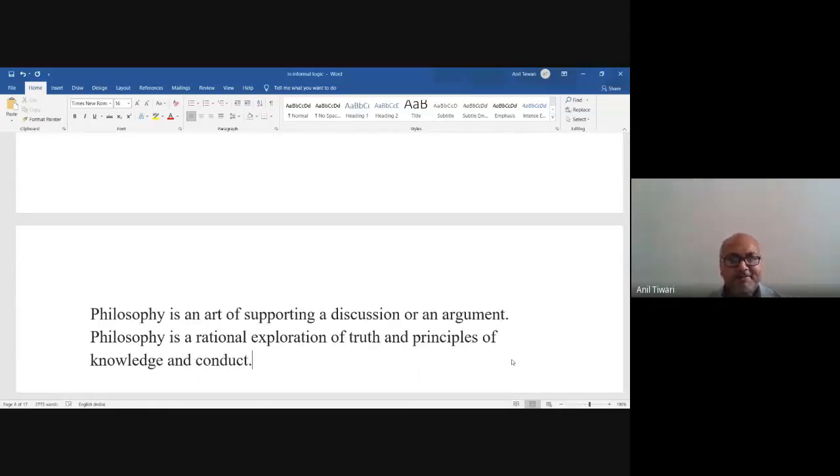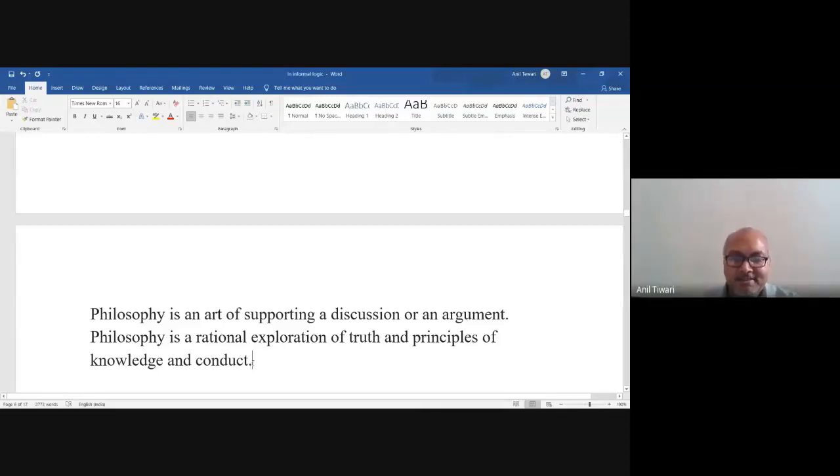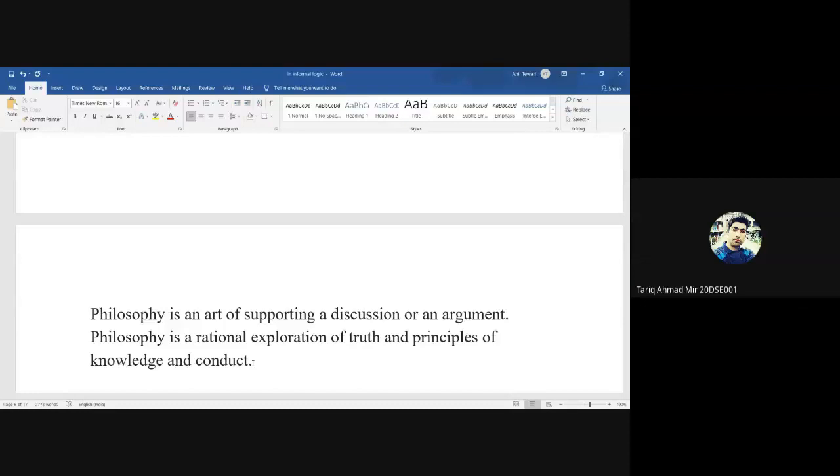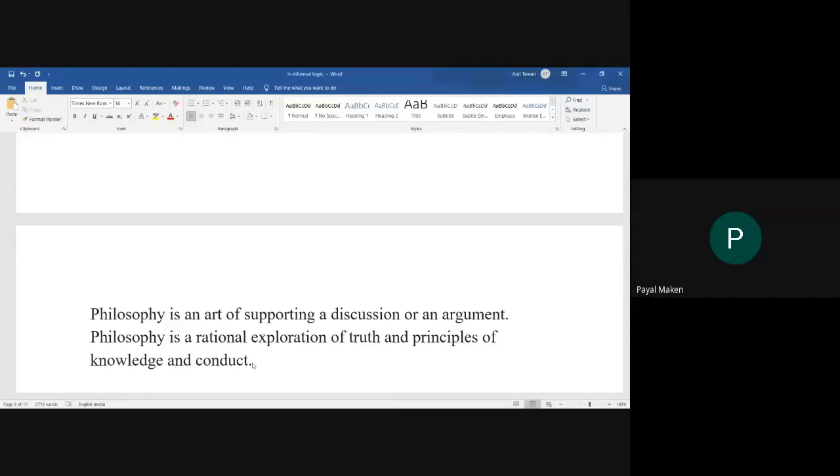So you have essentially pointed out the domain of philosophy, the different branches of philosophy, which cover the study of truth or reality, and the study of knowledge and human conduct, of course, based on rational investigation. Thank you. Payal?